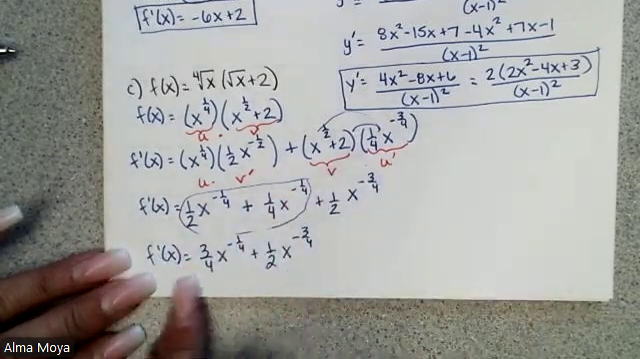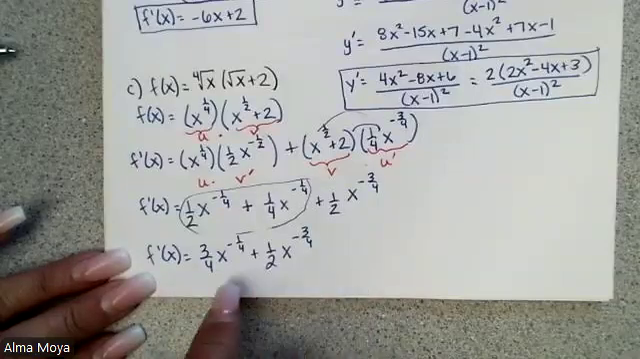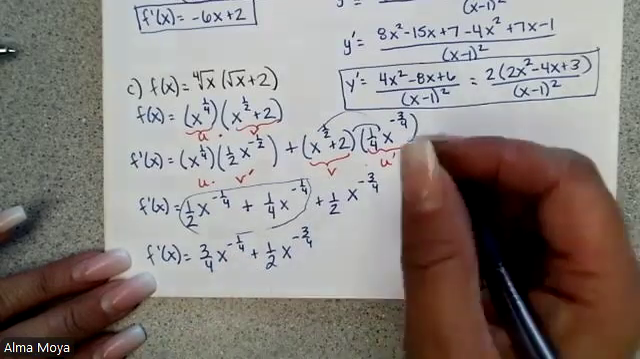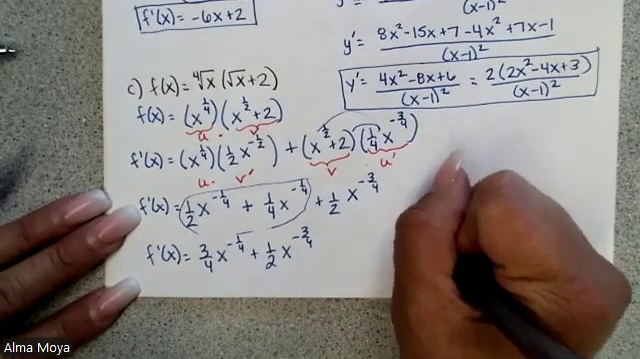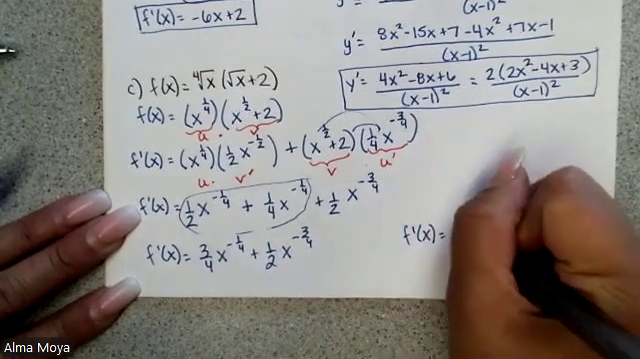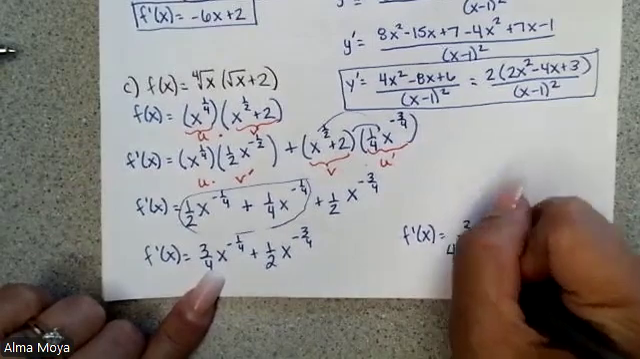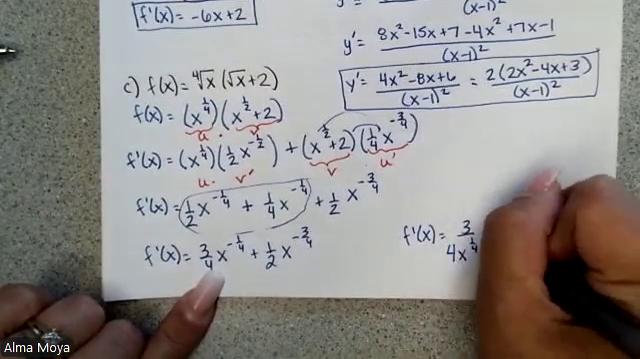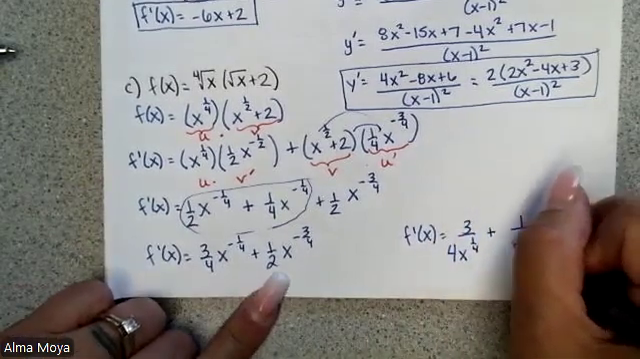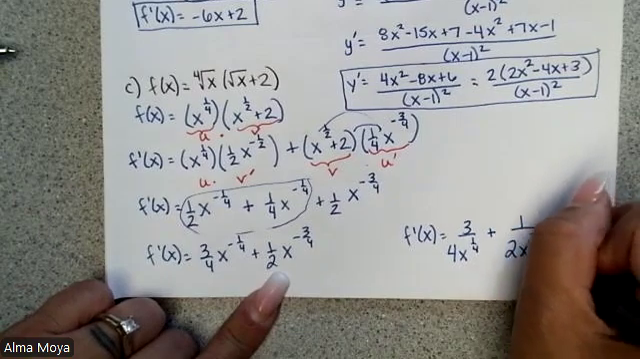Now, that answer is correct, but more than likely, they're going to make the fraction go to the bottom because that's a negative exponent. So the correct answer here would be 3 in the numerator, 4x to the 1/4 plus 1 in the numerator, 2x to the 3/4.